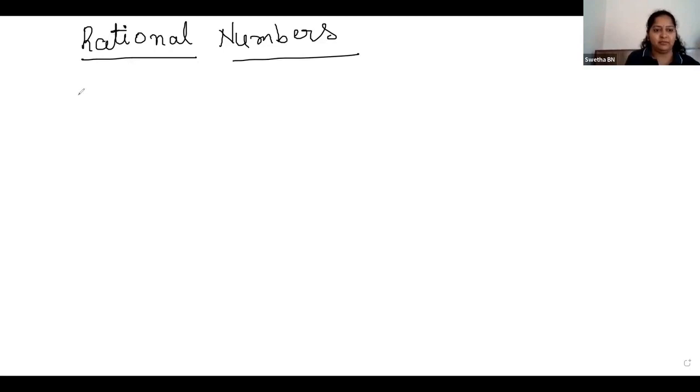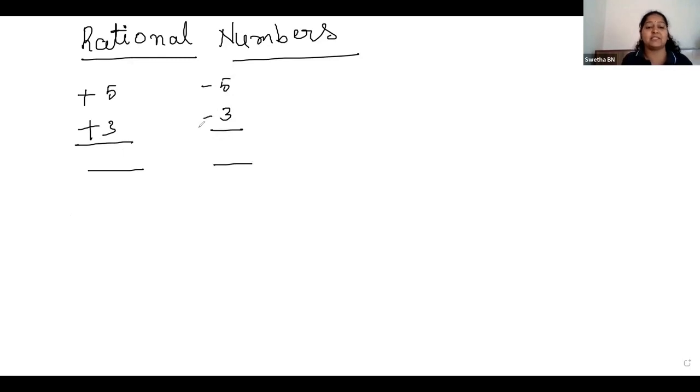For example, plus 5 plus 3. See, I'm writing the same numbers with different signs. Okay. This is minus 5 and this is minus 3. Plus 5 minus 3 and minus 5 plus 3. Okay, I have written 4 examples here, and all the numbers are same, but the signs are different here, right?